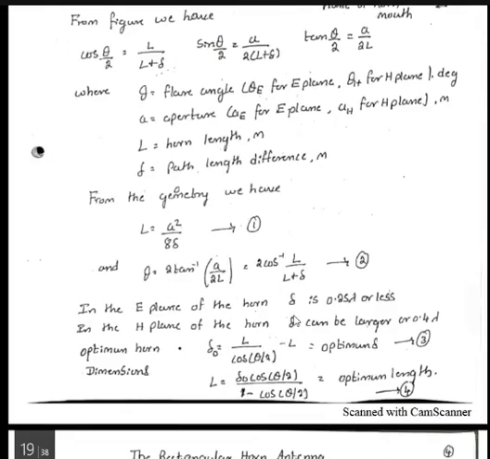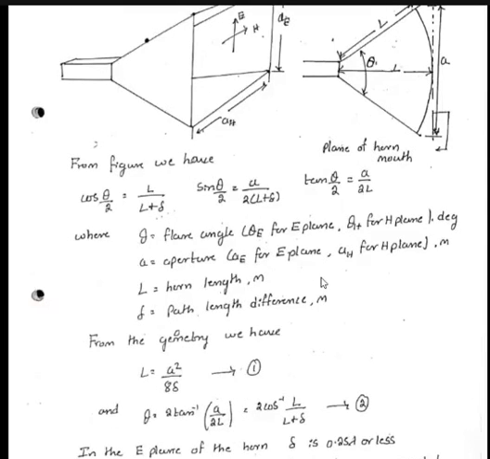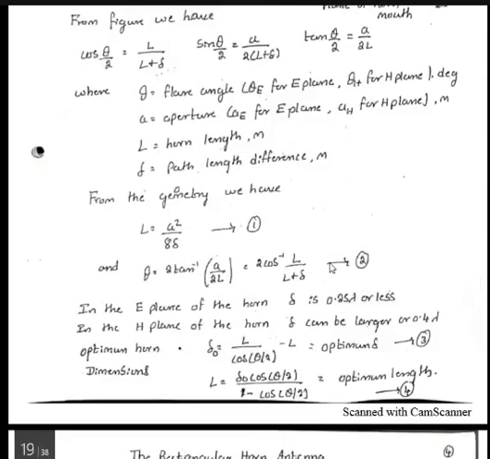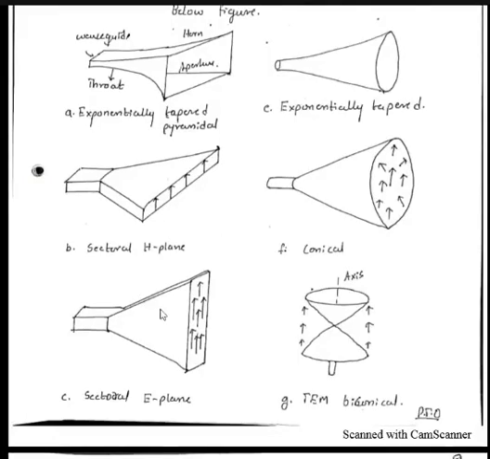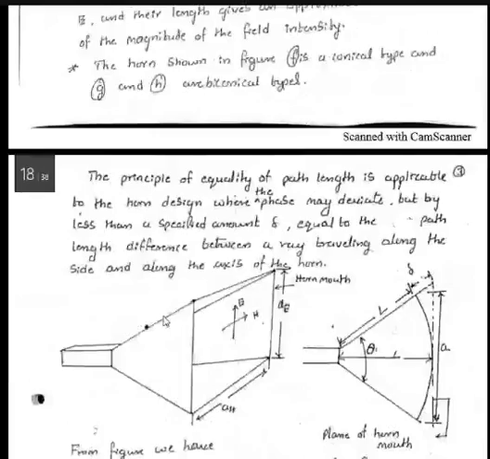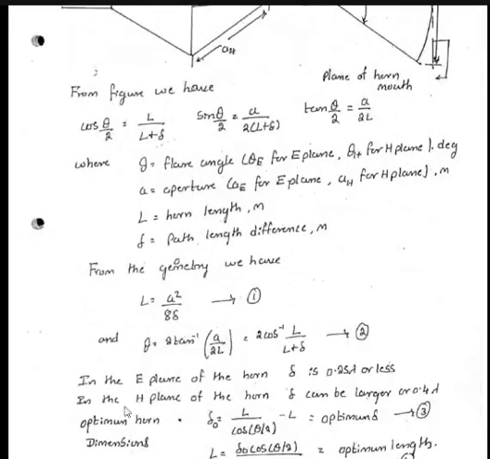Now there are separate path length differences, depending on whether you are considering the horn antenna in the E plane or H plane. I think you are able to understand this E plane and H plane, right? Sectoral E plane and sectoral H plane, in the first page we have learned, no? Types of antennas include sectoral H plane and sectoral E plane. If I consider the E plane of the horn antenna, then how much would be the path length difference? Delta should be 0.25 lambda, or less than that.